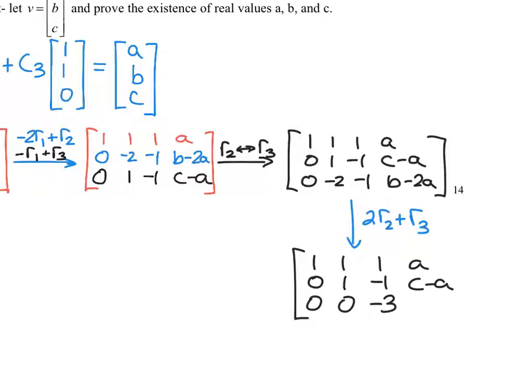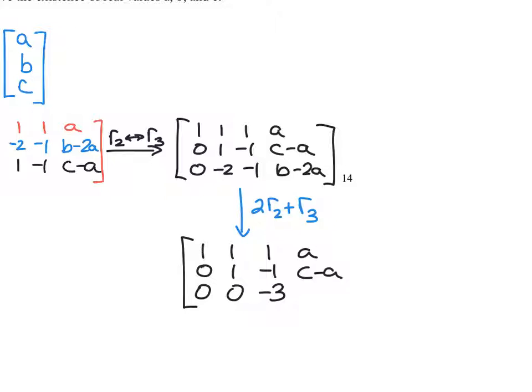Then algebraically it becomes a kind of thing. So 2 times row 2, so 2 times C minus A, plus B minus 2A. Simplify if you want, simplify if you need to, or don't. It's up to you, because again, we're looking to show existence of real numbers.